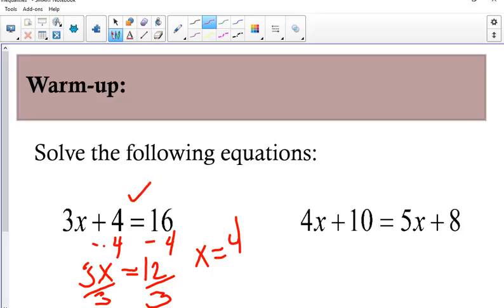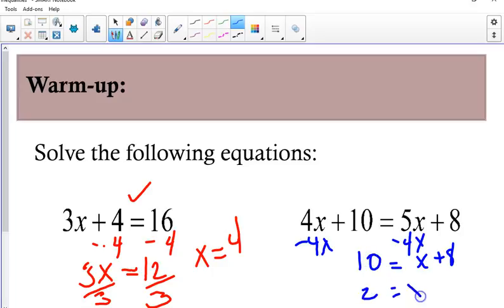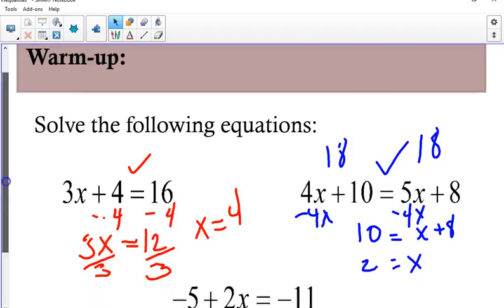And again, on this one, we have 2 variables, so we subtract the smallest one, and that gives us x plus 8 equals 10. We would subtract 8, and that gives us 2 equal x. So 2 times 4 is 8 plus 10 is 18. And 5 times 2 is 10 plus 8, 18. So again, that checks. And I believe there was one more down here.